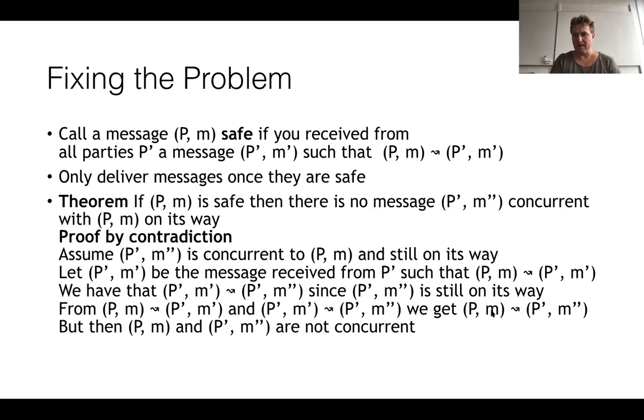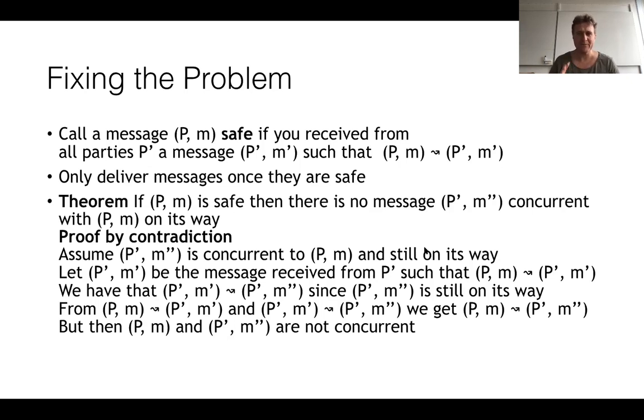But then clearly M and M prime prime are not concurrent, because concurrent means that neither of them is in the causal past of the other one. Okay, so I have that these are not concurrent. But I started the proof by assuming that M prime prime and M are concurrent. So by assuming that they were concurrent, I can prove that they're not concurrent. So the assumption is false. So there is no concurrent M prime prime, which is still on its way.